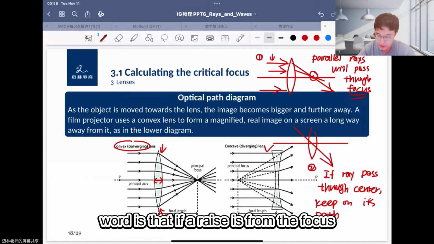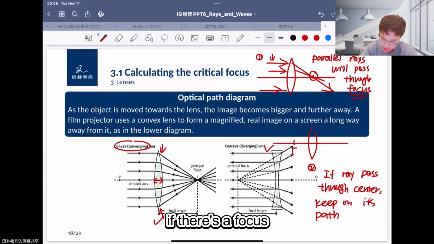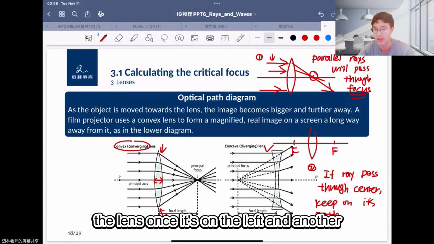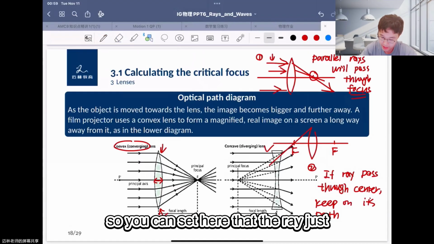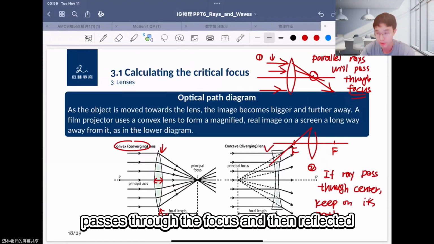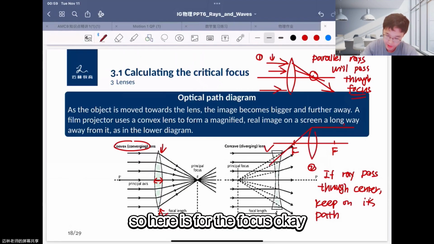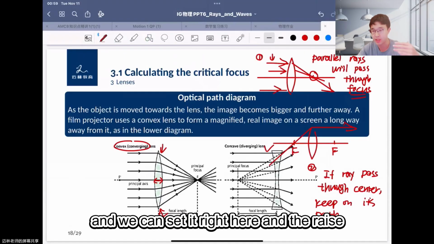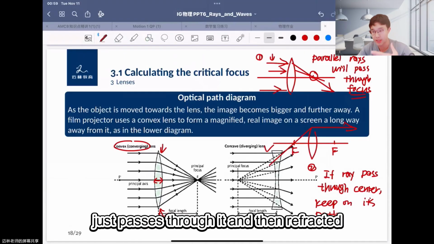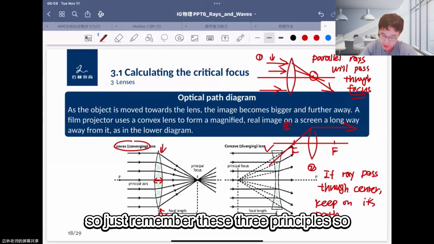And the third property is that if a ray comes from the focus like this way, and remember here that there are two focuses for the lens, one on the left and another on the right, the ray passes through the focus and then is refracted this way, and it forms parallel rays. Okay, so just remember these three principles.